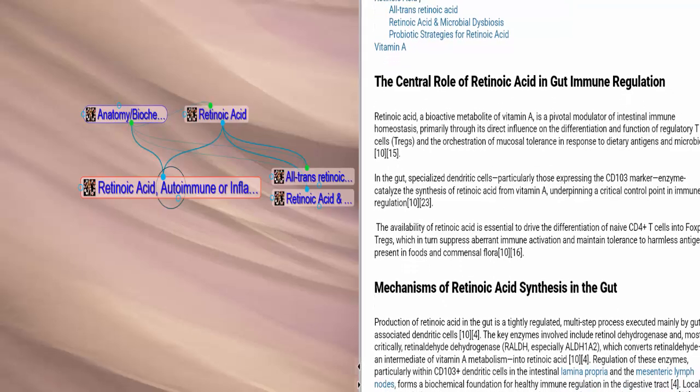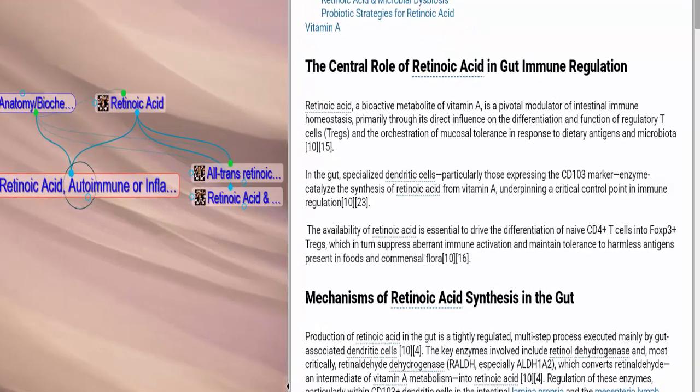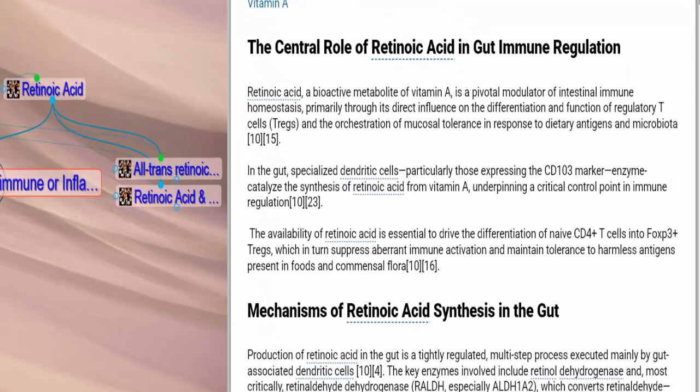The central role of retinoic acid in gut immune regulation. We've already seen how it plays a direct influence on differentiation and function of Tregs and orchestration of mucosal tolerance in response to dietary antigens and microbiota. In the gut, specialized dendritic cells, particularly those expressing the CD103 marker, express the enzymes catalyzing the synthesis of retinoic acid from vitamin A, underpinning a critical control point in immune regulation.